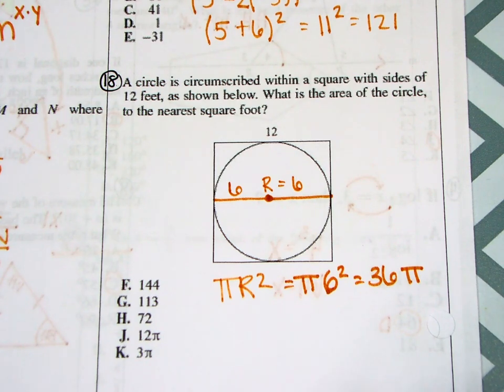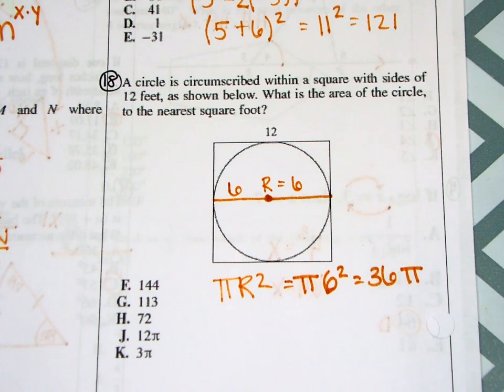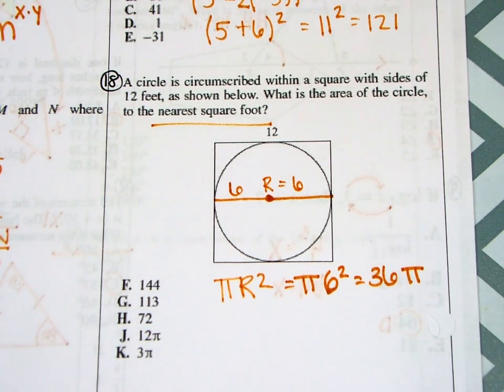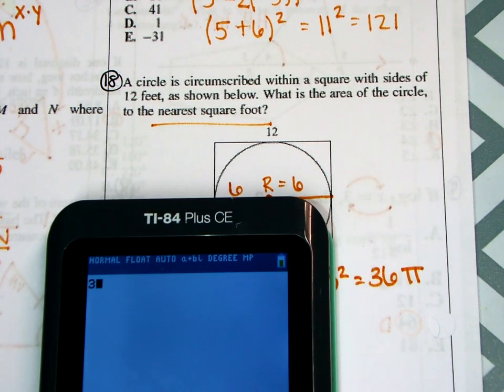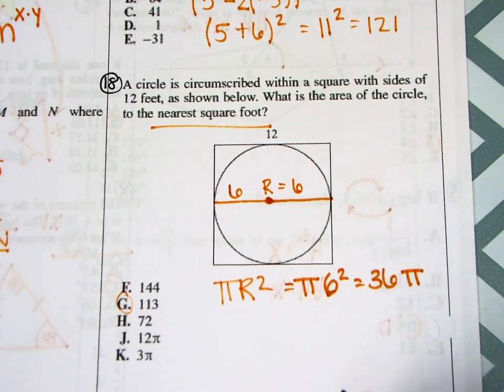Now, look at your answer choices. 36 pi is not one of them. It says round to the nearest square foot. That means that it wants you to use pi. So right here, I'm going to do 36 times pi, and I get 113.09. So the correct answer here is G. Actually use pi in your calculator.